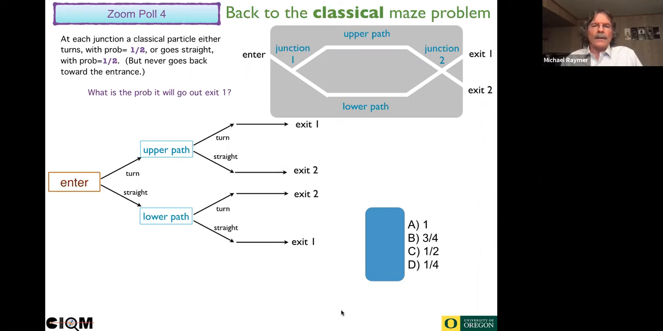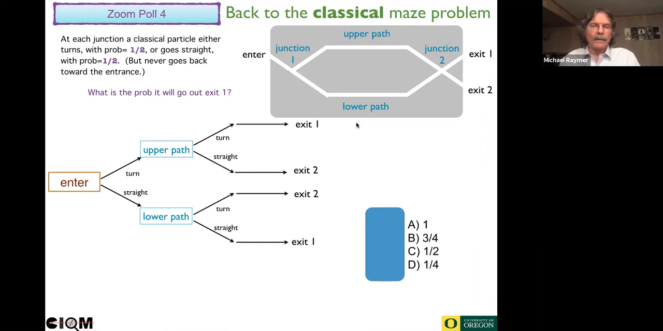Let's go back to the classical maze problem. I just want to review this. Last time we did a classical maze with probabilities 1/3 and 2/3 at these junctions. Now, just to change up the problem for your practice, at each junction there's going to be a 1/2 probability that the particle goes straight or turns. And when it gets to this junction, there's also a 1/2 probability that it goes straight or turns. If it's coming from here, half probability it goes straight or turns.